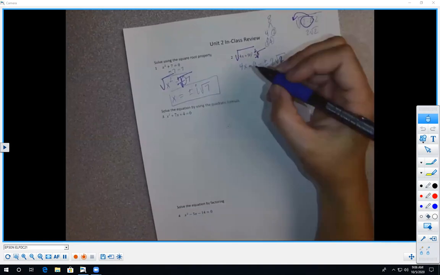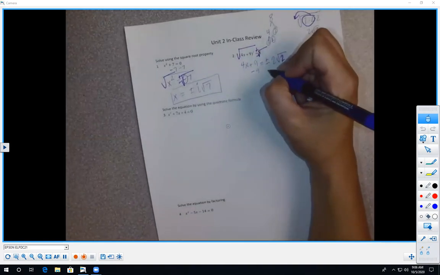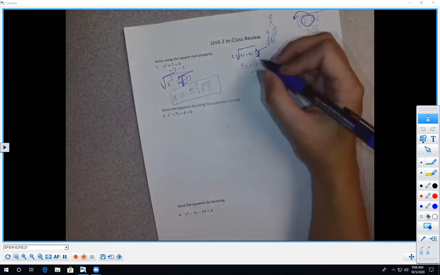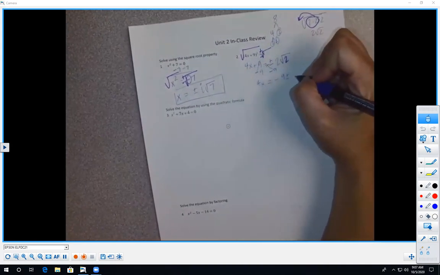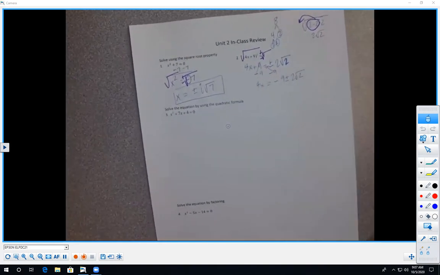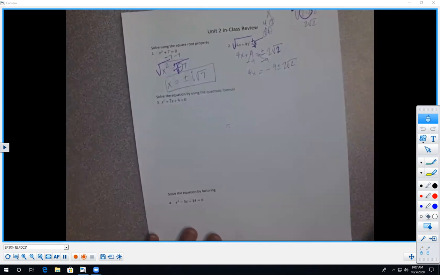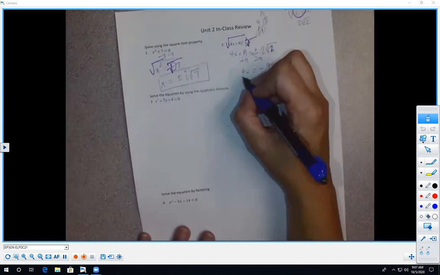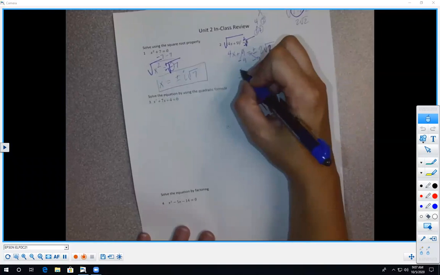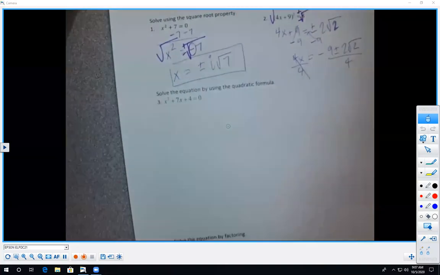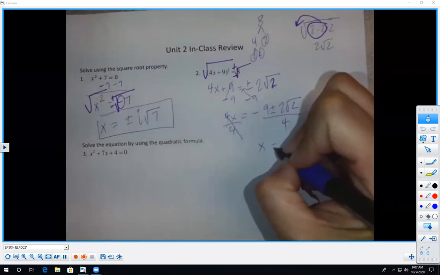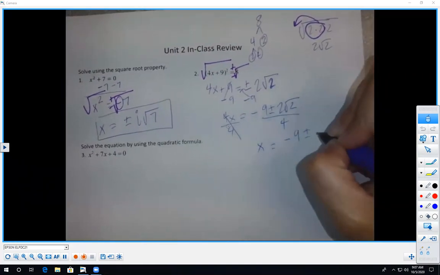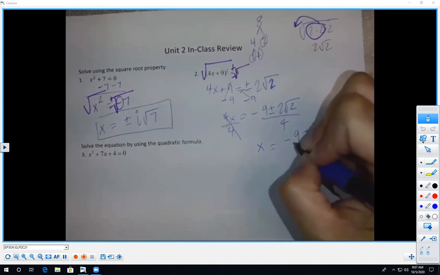Move the 9, subtract 9 from both sides. That's going to go up in front of the plus or minus sign. So I get 4x equals -9 plus or minus 2 times the square root of 2. And then how do you solve for x from there? Divide both sides by 4. Do I need to zoom in? Is this too small? Is that better? Okay, so I get x equals -9 plus or minus 2 times the square root of 2 over 4.